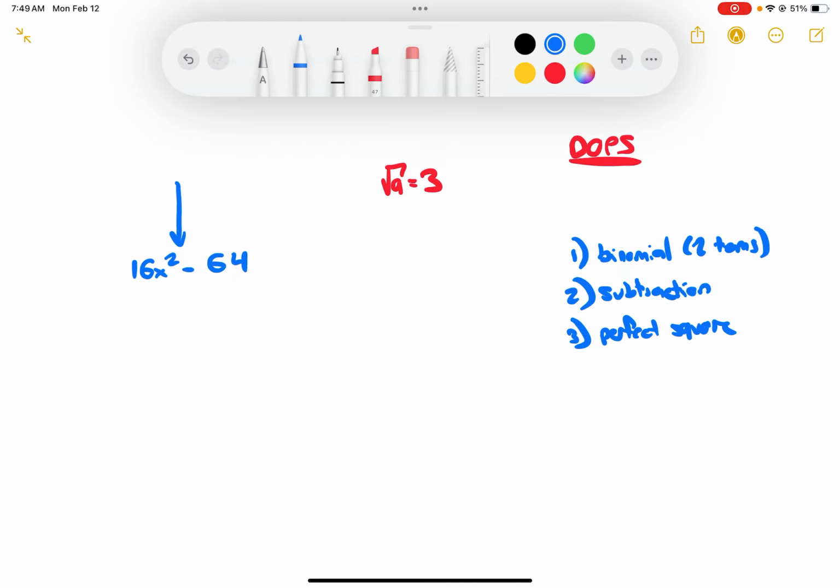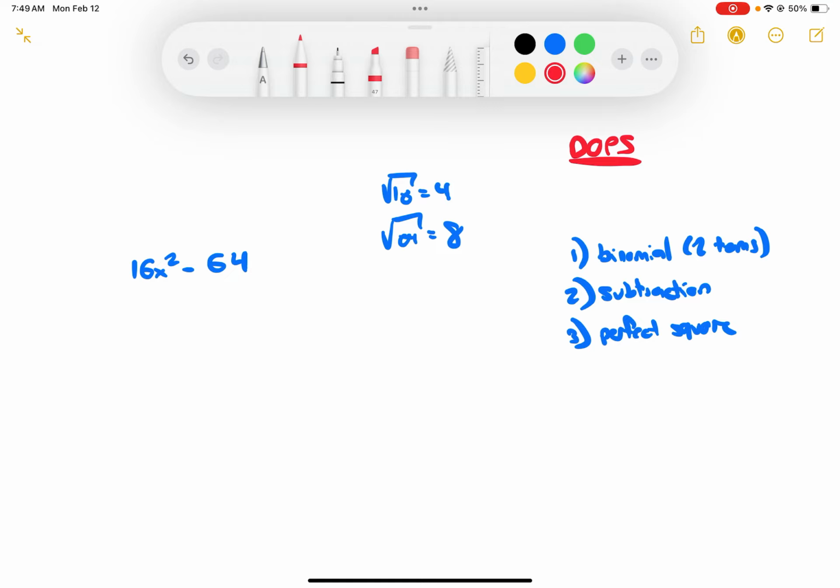There's a minus sign in the middle. And these are all perfect squares, right? I take the square root of 16, and that would be 4. And I take the square root of 64, and that would be 8. So what do I have to do? I have to rewrite every term as a number squared.